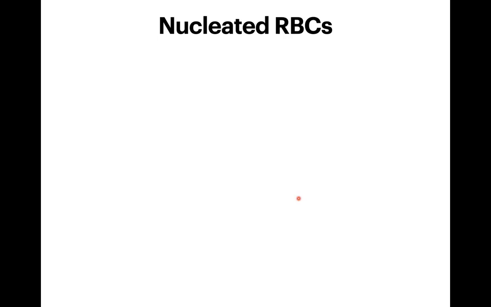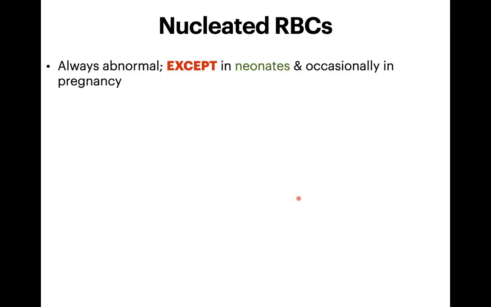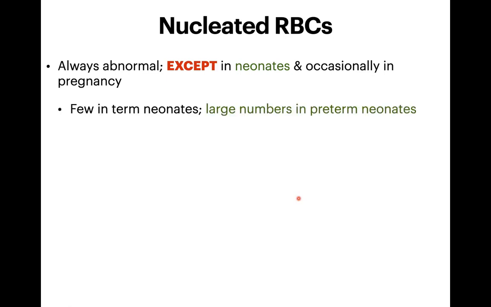Another type of RBC abnormality is nucleated RBCs. Normally, we don't see nucleated RBCs in the peripheral blood. They are always considered abnormal, except in cases of neonates and occasionally in pregnancy. So if you are finding nucleated RBCs in your peripheral smear, there is something wrong going on and you have to find it. There are few in term neonates and they're seen in very large number in preterm neonates. Just remember this, the more preterm the neonate is, the higher will be the number of nucleated RBCs in the smear.